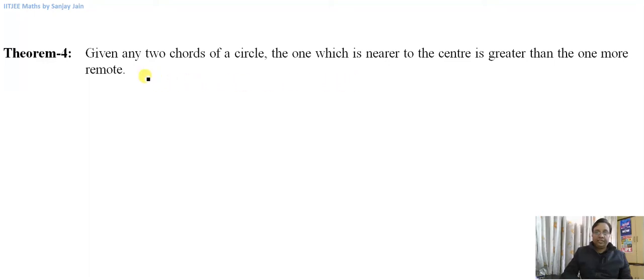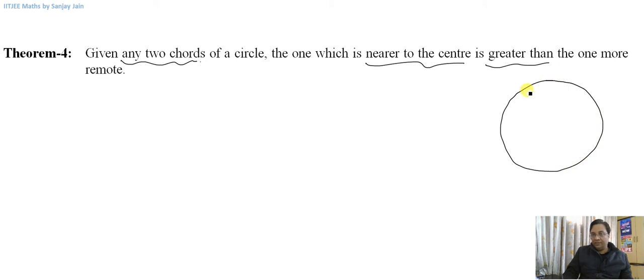Now this theorem says, given any two chords of a circle, the one which is nearer to the center is greater than the one more remote. What this means is, let us say this is any circle and let this be any chord at a certain distance from this center O.